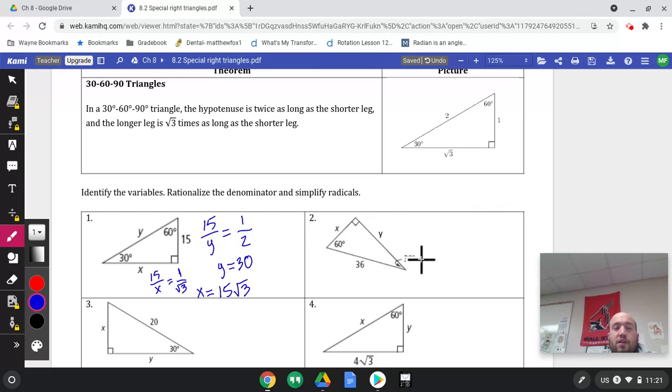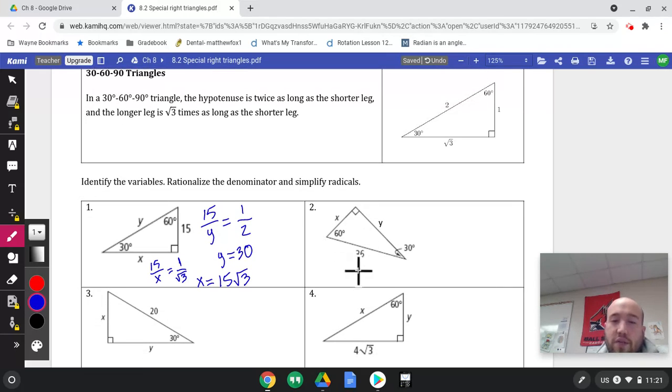Similar triangle in that it's 30, 60, 90. So this is similar to this one. This is similar to this one. This time we got a different piece of information. The 36, that is our hypotenuse. So it doesn't matter which one you solve for first.